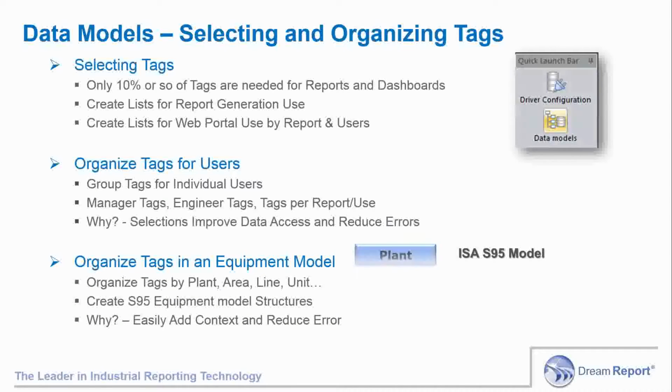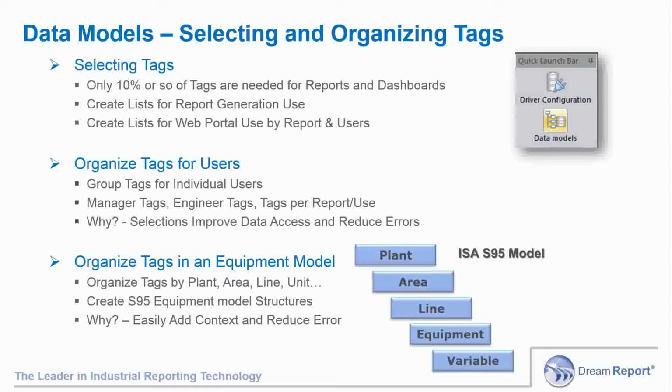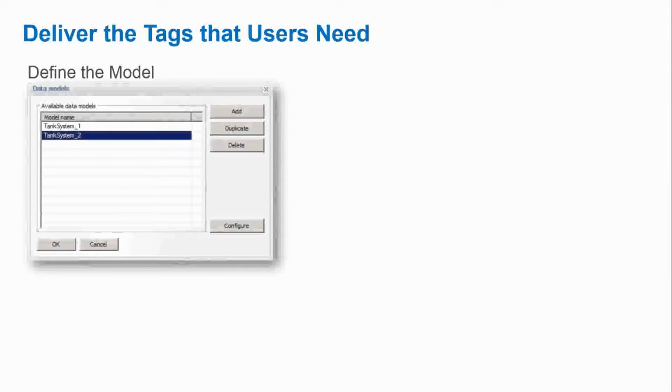Organize tags from several completely disparate data sources into a logical folder structure. That enables you to provide data sources tailored for web reports or tailored by users. Thoughtfully organized tags improve data access and reduce errors in reporting. As we'll see later, the new Dream Report web objects make the web experience faster to set up and more flexible to use. In Dream Report Studio, you can define one or more data models for your users' specific needs.